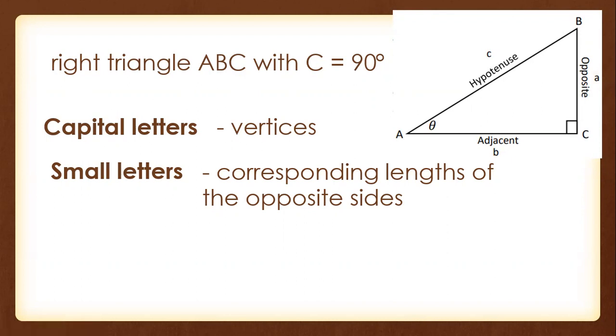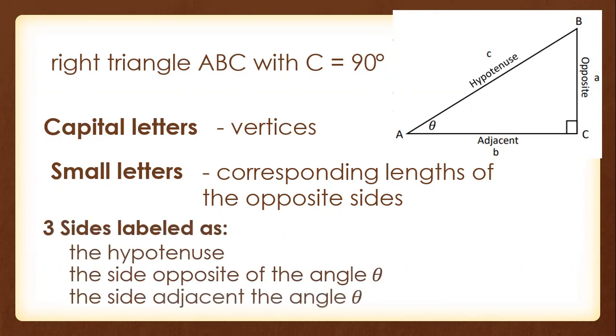So the triangle has sides labeled as the hypotenuse, the side opposite of the angle, and the adjacent side of the angle. So this is our angle theta. When the side is across from angle theta, this is what we call the opposite. When the side is beside it, this is the adjacent. That's what we call them.